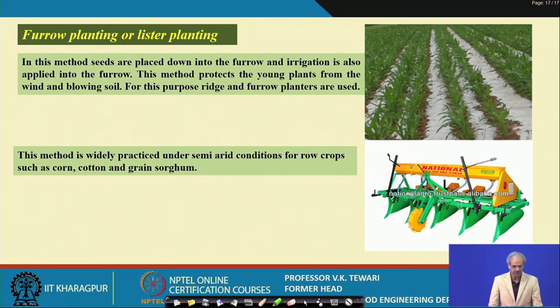Furrow planting and lister planting, where I just discussed earlier what we should do in furrow and why we should do furrow, and irrigation is applied into the furrow. This is very good, because in this we need the irrigation to be in the furrow. Well, this method is generally used in semi-arid areas where moisture is one problem.